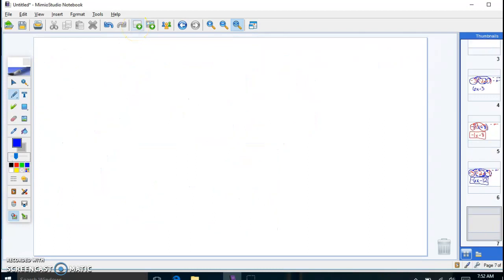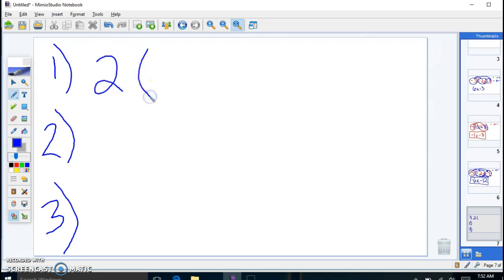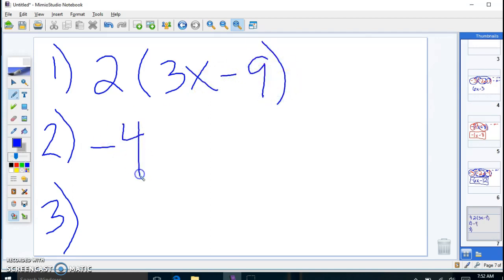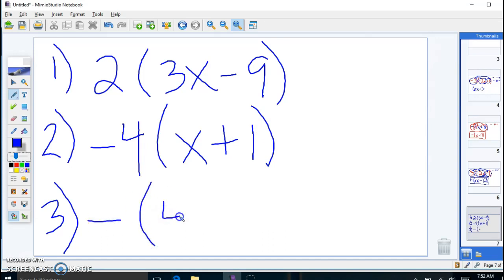All right, I have 3 problems that I want you to do. I want you to write each of these 3 problems on a piece of paper, and as soon as you have your result, bring those to me, and if we're correct and we're on the right track, then I will have you move on. The first problem is 2 times (3x minus 9). The second problem is negative 4 times (x plus 1). And then the last problem is negative times (4x minus 5).